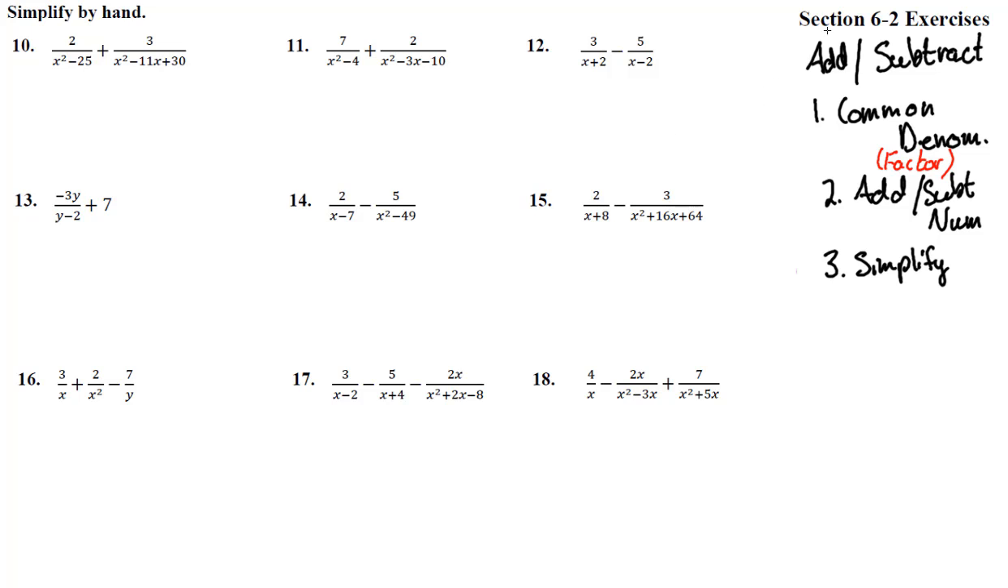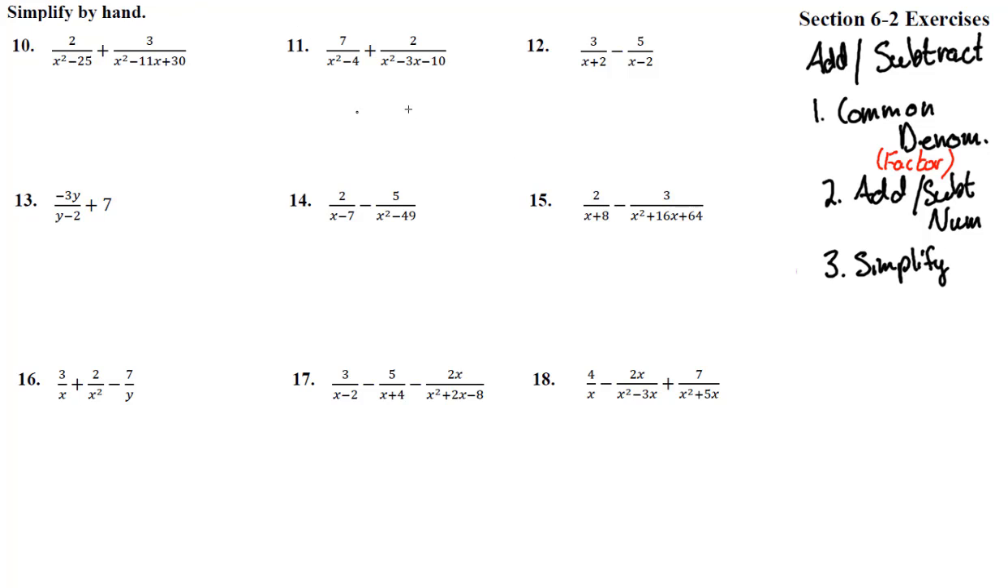Here we are in section 6-2, exercises 10 through 18. Remember, in adding and subtracting fractions, first we're going to get a common denominator. The way we can tell when we get a common denominator is by factoring all of them and then making sure all of those individual pieces are in each denominator. Multiply top and bottom by the same thing. That's the rule with putting something into a denominator. You've got to also put it into the numerator. And then we add or subtract those numerators, and then if we can, we simplify.